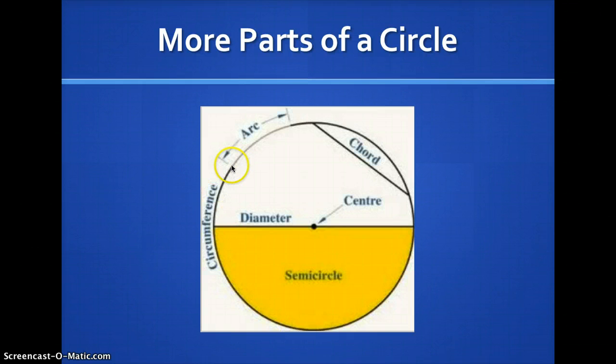The arc is any part from one point on the outside of the circle to another point on the outside of the circle, staying on the circumference of the circle. And then your circumference is all the way around your circle. Then the area, of course, would be the inside of the circle. So circumference is kind of like finding perimeter.